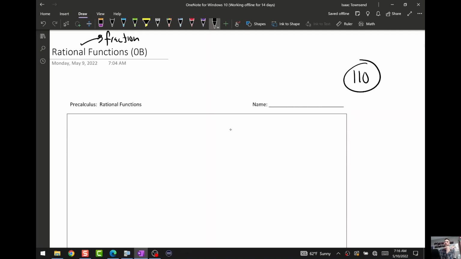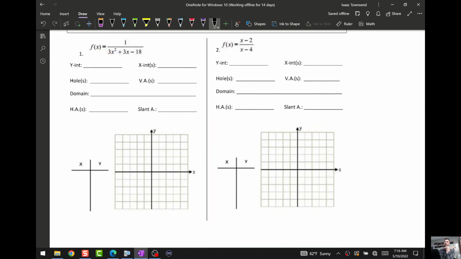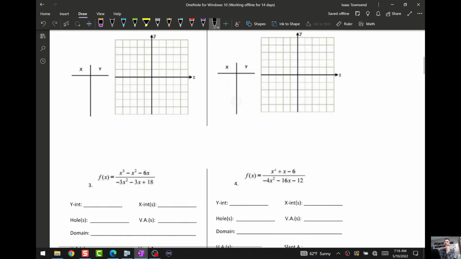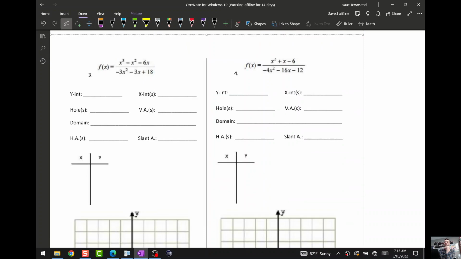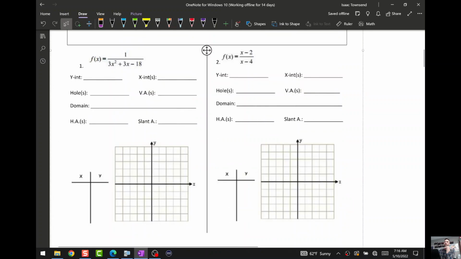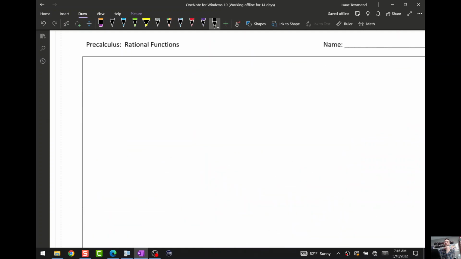If you look at all the functions we're going to work with, they are each one big fraction. We ask the same questions over and over, and then use that to help us figure out what the graph looks like. Of course, this would be no calculator, because you could just type it in your calculator and get a ton of this information. We're trying to analyze these functions and understand why they work the way they work.